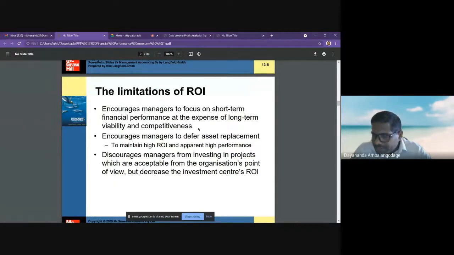When there are feasible projects based on NPV, according to the NPV, the project has to be accepted. But according to ROI, the project is not feasible. Then what will you do? If you are being evaluated on ROI, you are not going to accept any projects if they are having a negative impact on your current ROI.